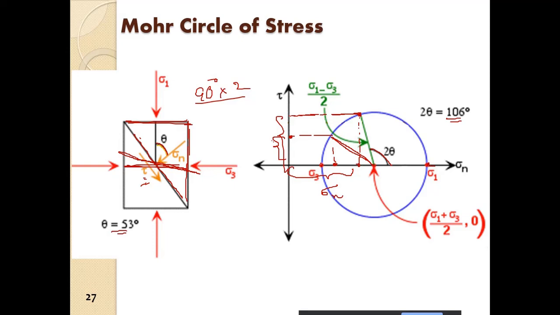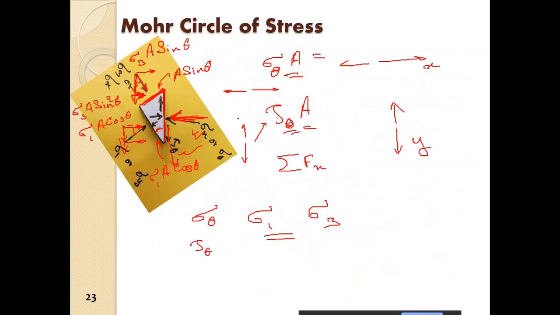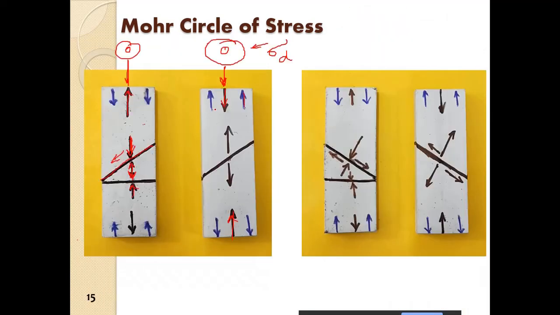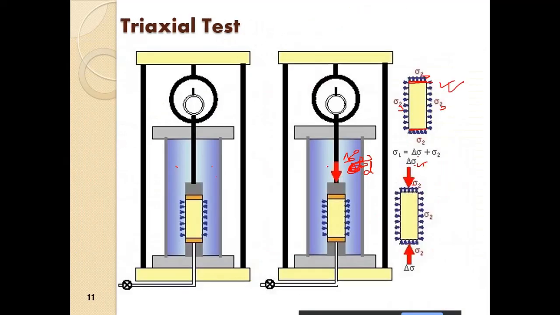This is the deviatoric stress, sigma d. Sigma d is equal to sigma 1 minus sigma 3. We have been discussing that sigma 3 plus sigma d is equal to sigma 1. That is the load which we apply in a triaxial case. So that is sigma d.